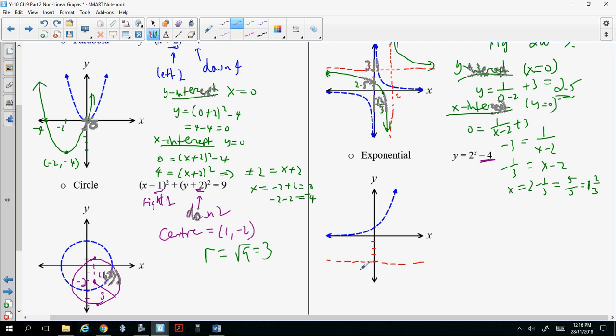So before it's 1, if you go down 4, it would be crossing at -3. Of course, they will be parallel to each other, like that. And you can find out the x-intercept for this one, because that's when y is 0, 2 to the power x minus 4, so 2 to the power x is 4, so x is 2 by inspection. So we've got that. Right, the exponential graph is now drawn. All good.